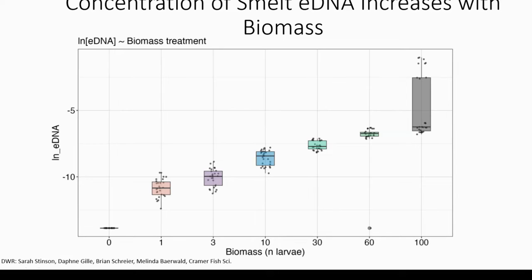Like I said, the data is currently being analyzed for a field study where we had a live car out in the West Canal and actually sampled eDNA from the water, trying to detect different biomasses from different distances. Hopefully those results will be forthcoming soon.